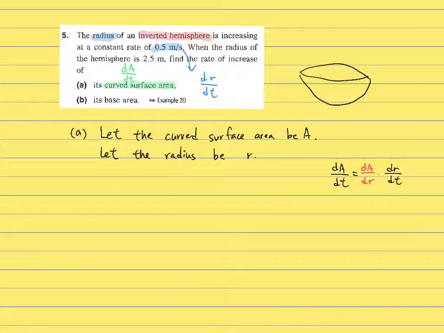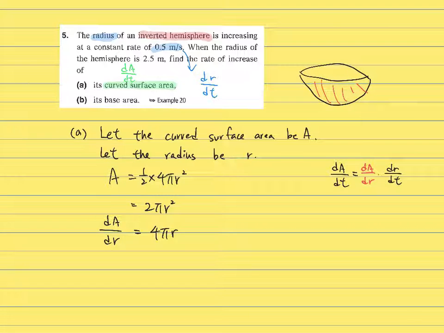Curved surface area is the red part that I highlighted here. So remember, what is the curved surface area of a sphere first? Sphere, it is 4 pi r squared. Hemisphere is half of a sphere, so you times 1/2 in the front. Therefore this is just 2 pi r squared. Now for dA/dr, differentiate both sides with respect to r. So we have 4 pi r. That is the required dA/dr.